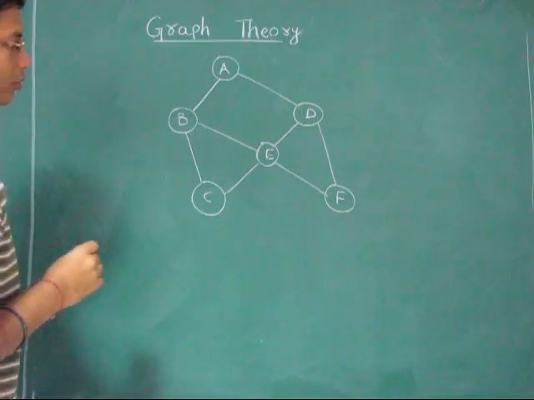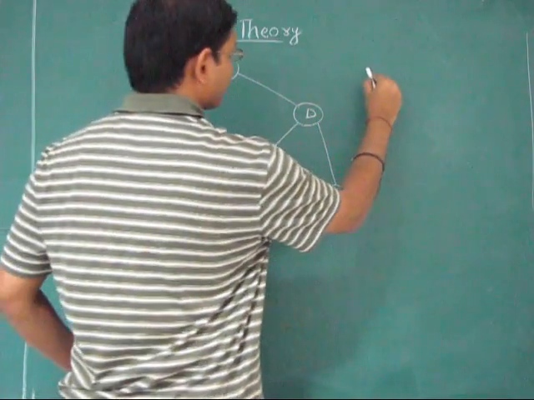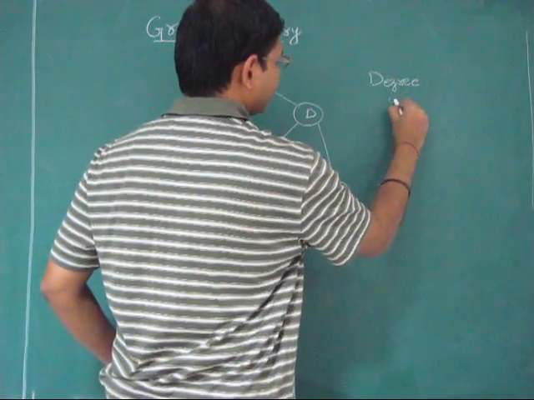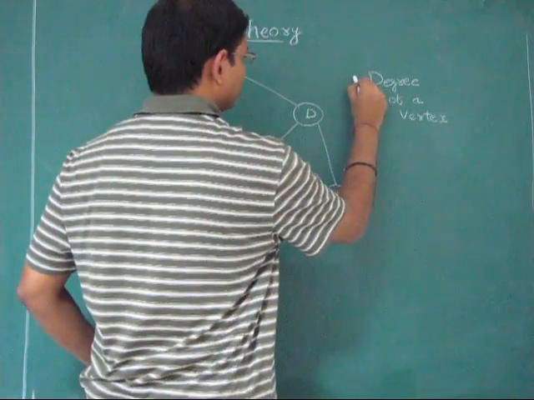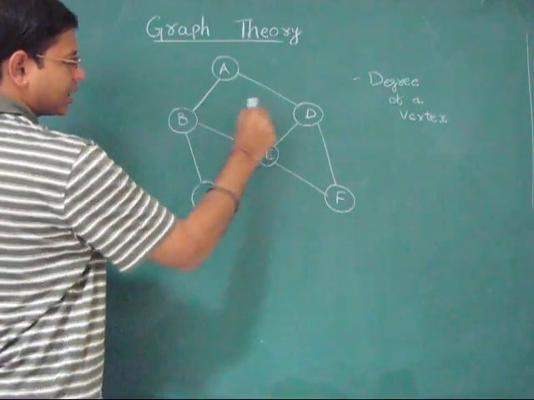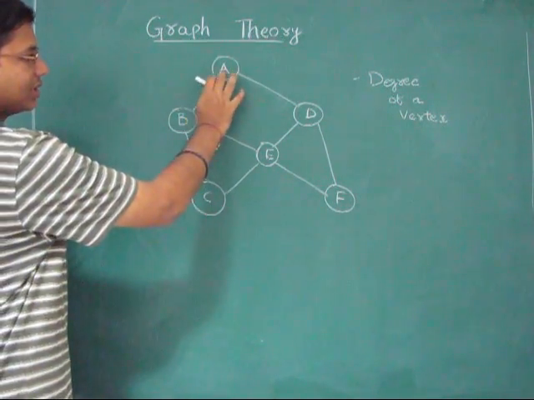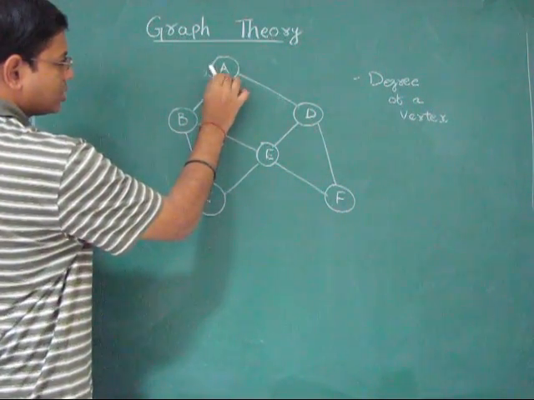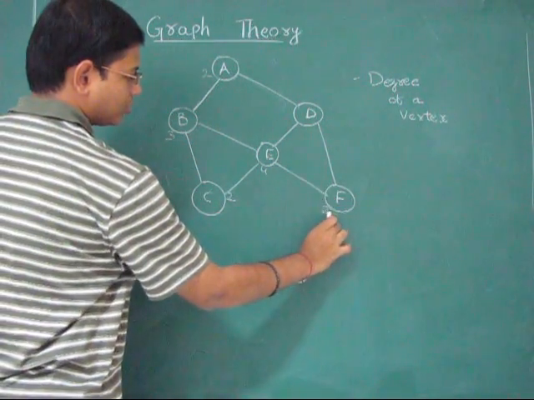Now, to move further into graph theory, we need to understand a few basic terms. One such thing is the degree of a vertex. What is meant by the degree of a vertex? For this node, there are many edges connecting to it. The degree of a vertex is nothing but the number of edges incident on the vertex. Let me write the degree of each of the vertices. This has degree 2. This has degree 3. This has degree 2. This has degree 4. This has degree 2, and this has degree 3.